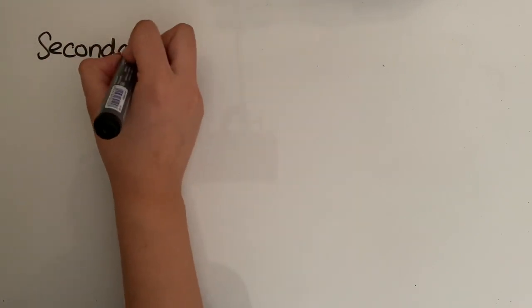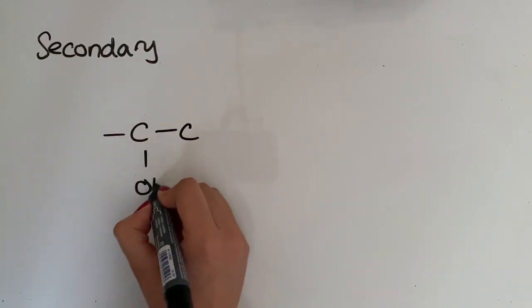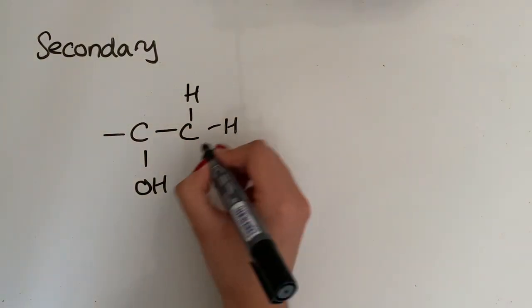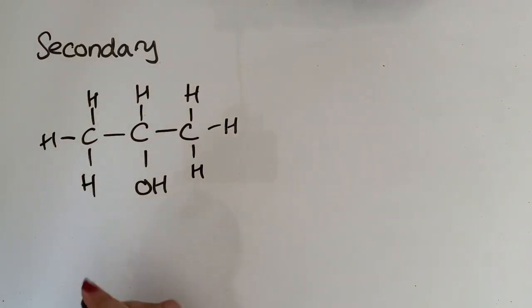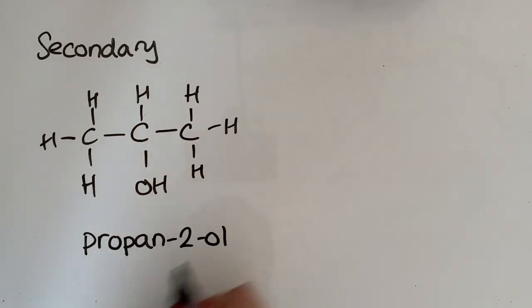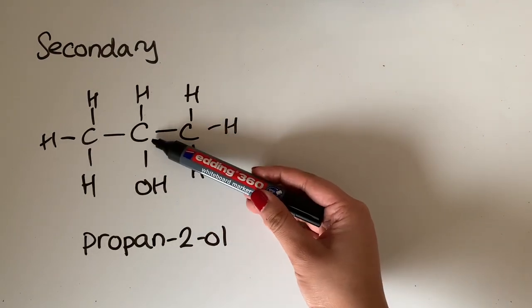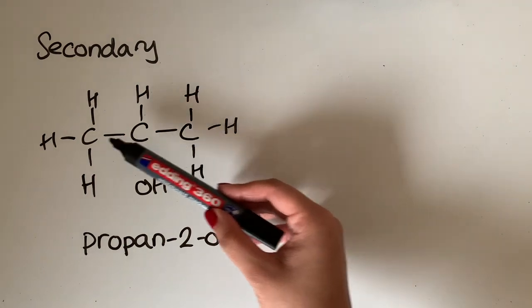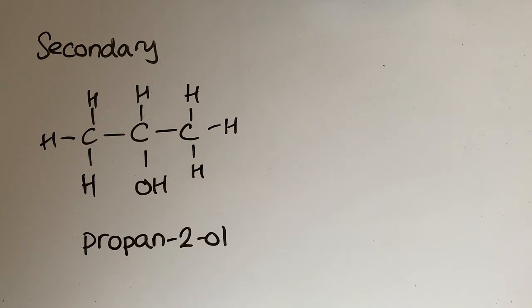Right, if we now look at secondary alcohols. Secondary is where we have two carbons bonded to the carbon to which the oxygen is bonded. This one over here has three carbons and the alcohol is coming off of carbon 2, so this is called propan-2-ol. If we look at the carbon to which the OH group is attached, this is bonded to two carbons and one hydrogen. So that makes this a secondary alcohol.